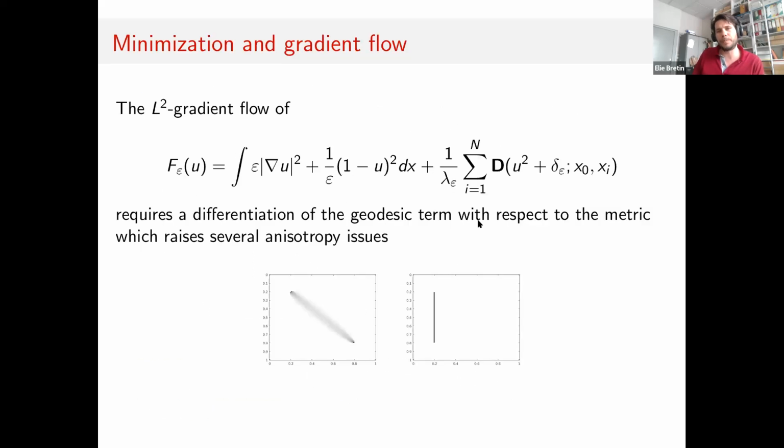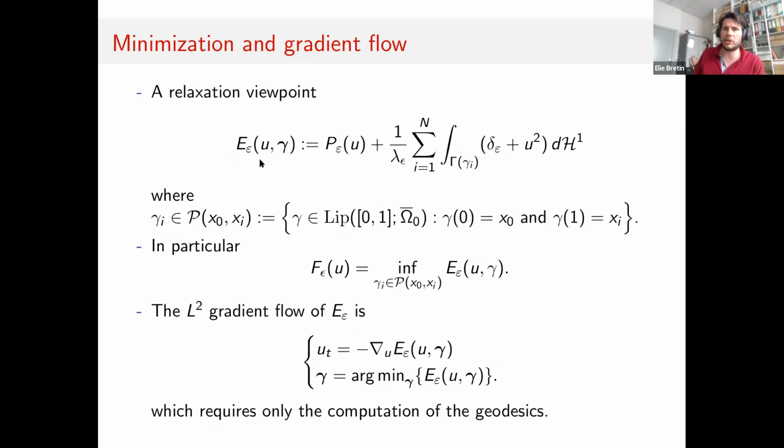So we try to consider a technique where we don't need to differentiate this term, and this can be done by a relaxation viewpoint where you introduce a new variable, which is all the paths which connect all the coupled points, x0 to all xi. And if you do this, you need to alternate a minimization of the Ambrosio-Tortorelli functional with a computation of geodesics with respect to the metric Q. But the advantage is that it does not require the definition of the metric.